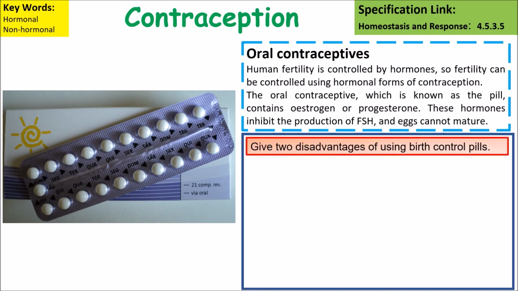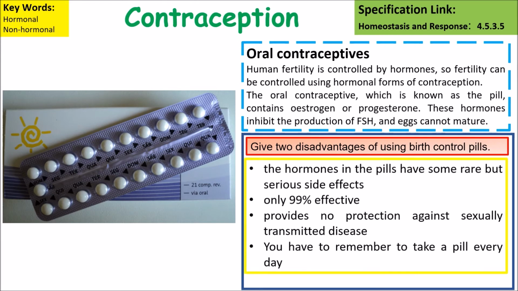If we're looking at disadvantages of birth control pills, you need to be talking about the fact that it's only 95% effective, not 100%. There can be side effects. You have to remember to take them every day, and it isn't a protection against sexually transmitted diseases.